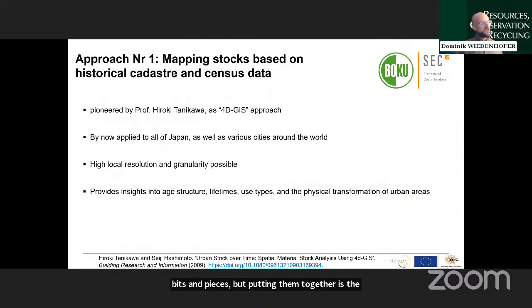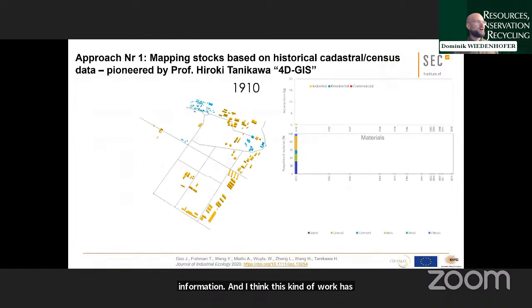Just to give you this introduction into the field as well, a lot of this work goes back to Professor Tanikawa, who pioneered this mapping of stocks with his so-called 4D GIS approach, which is very historical, very local, and very rich in information. I think this kind of work has developed for quite a while now. By now, we have maps of cities around the world.